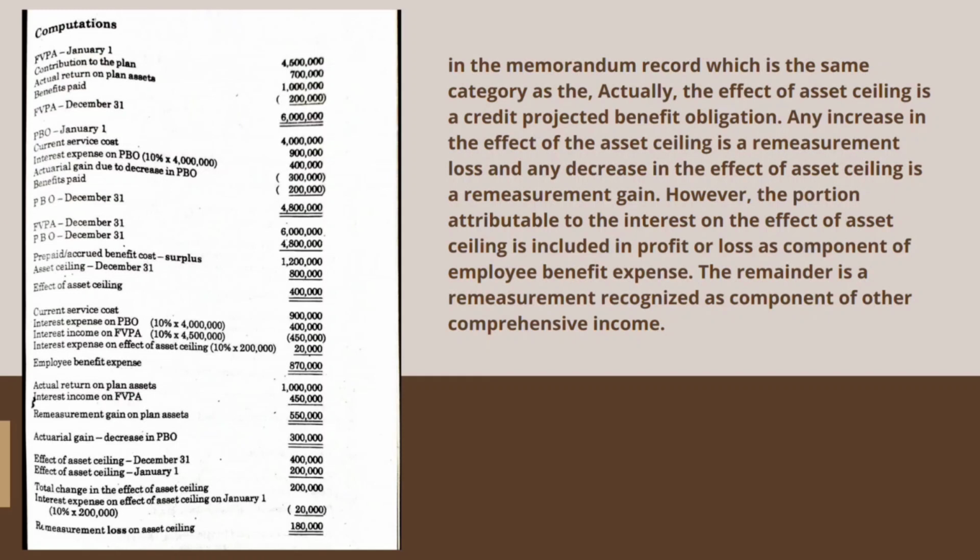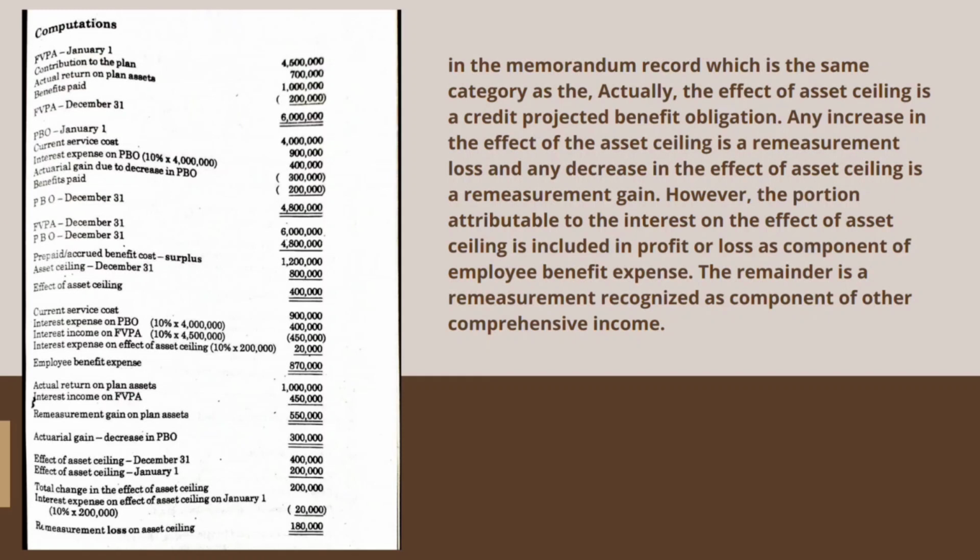So interest expense on effect of asset ceiling on January 1, 10% multiplied by 200,000, we'll get 20,000, and we'll subtract it from the total change in effect of asset ceiling. So we get 180,000 as a remeasurement loss on asset ceiling.